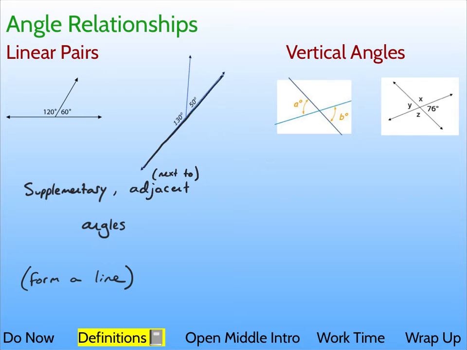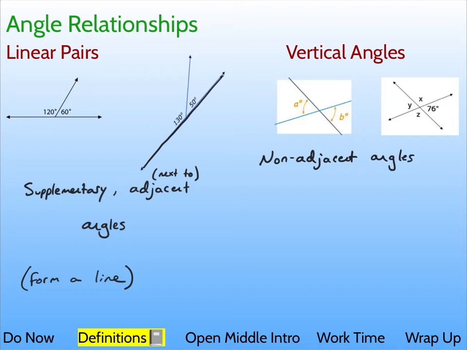All right, now vertical angles. Vertical angles are always formed by intersecting lines. And in this case, A and B, sorry I did it backwards, but A and B are vertical angles. And over on the diagram on the right, the 76 is vertical with y, and x is vertical with z. So basically, these are non-adjacent. So an angle's not next to each other.